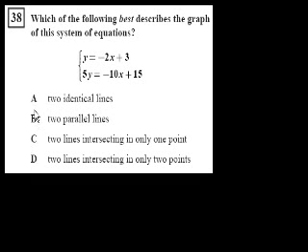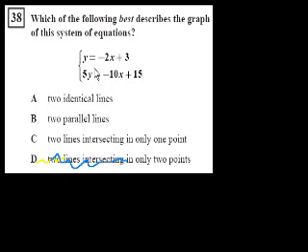On problem 38, which of the following best describes the graph of this system of equations? Okay, so maybe they're the same line, maybe they're parallel, maybe they only intersect in one point. Two lines intersecting in only 2 points? Well, that's impossible. I mean, that can happen with curves, but that's not going to happen with lines. So we can already cancel out choice D.